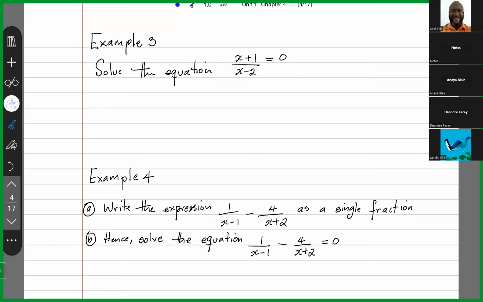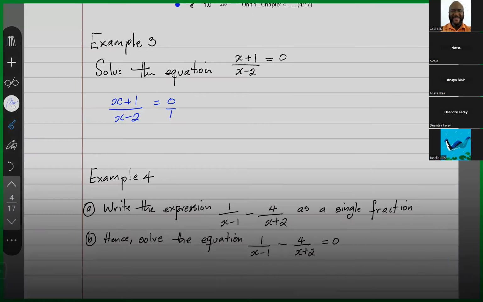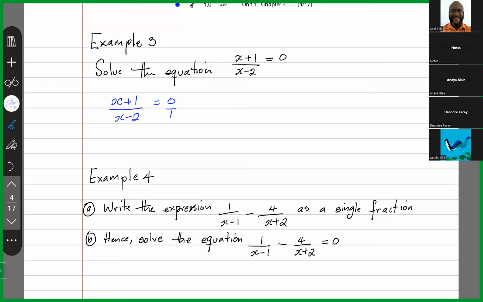All right, so example 3 says we're to solve the equation x plus 1 over x minus 2 is equal to 0. So the first thing I would do is put the 0 over 1. Then the next thing: this is an equation with fractions. The first thing you should do with an equation with fractions is to get rid of the fractions.